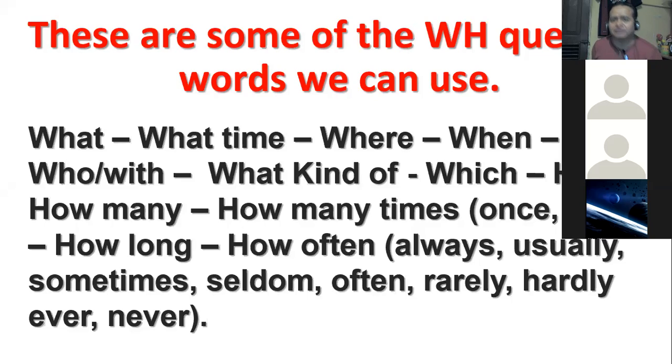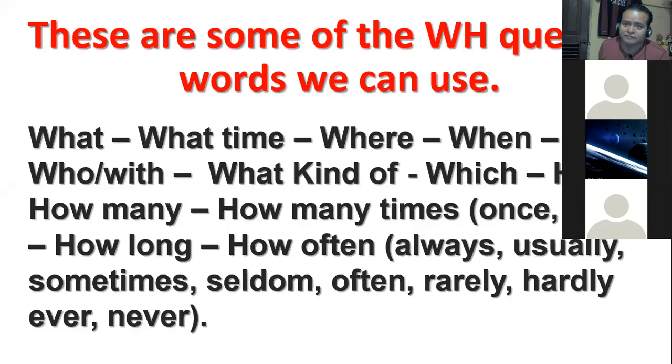Which pupusa did you eat? Very good. The answer? What is the answer? I ate the pupusa loca. Very good. I ate the pupusa loca. Everybody. I ate the pupusa loca.